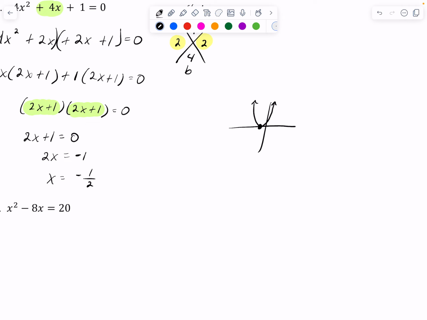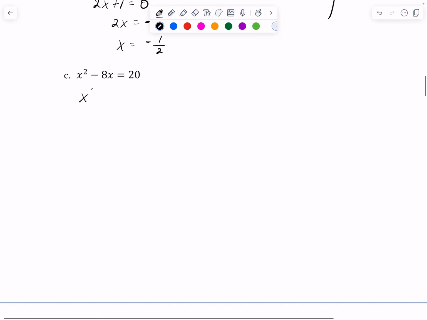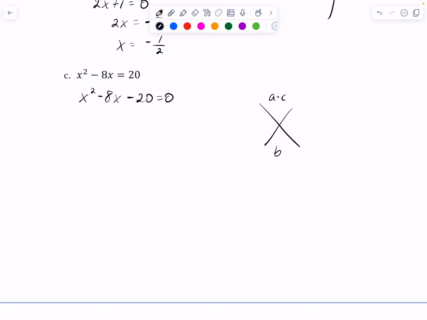Okay, let's move on to part C. Now in part C, I notice that it's not set equal to 0. So the first step is to move that 20 over with subtraction to set it equal to 0. Then I'm going to do my factoring with my a times c that adds to b. A is 1 again. C is -20.